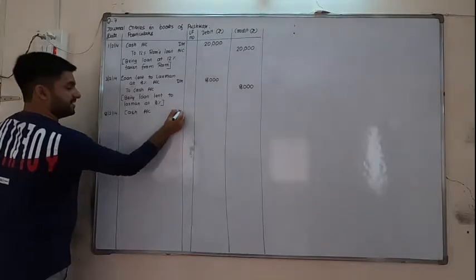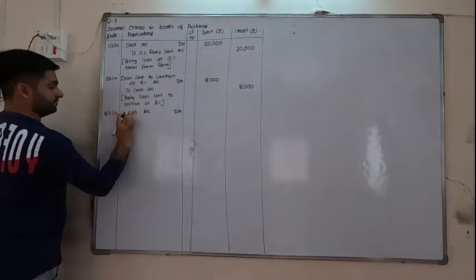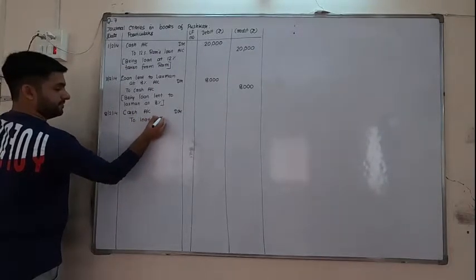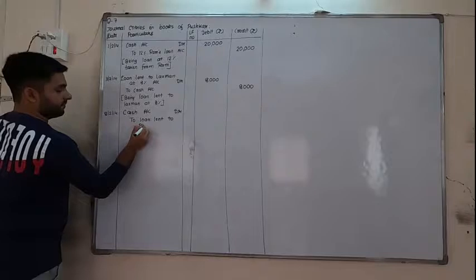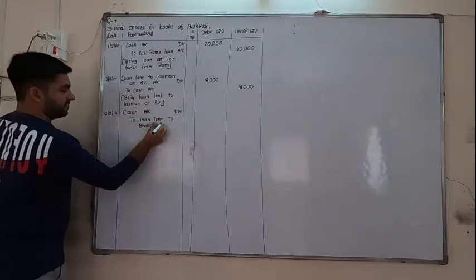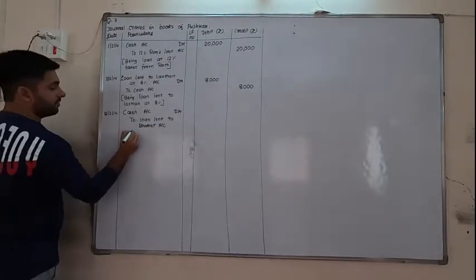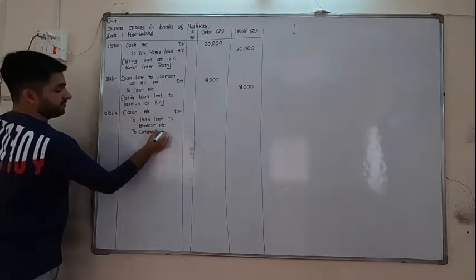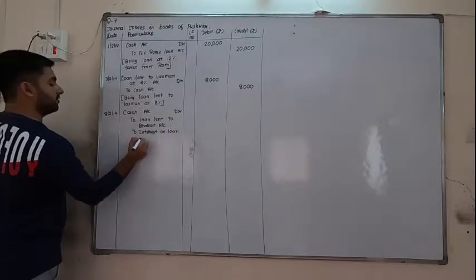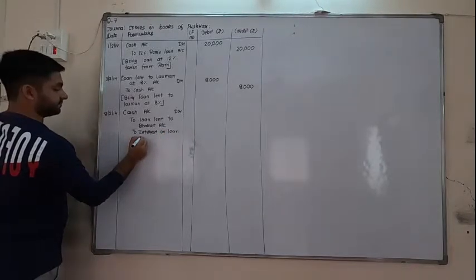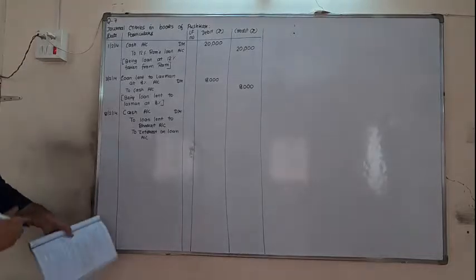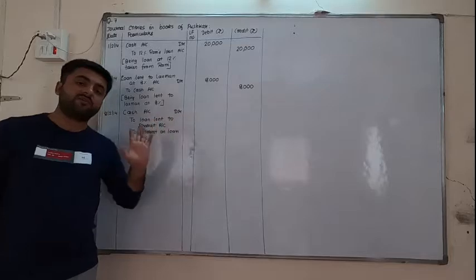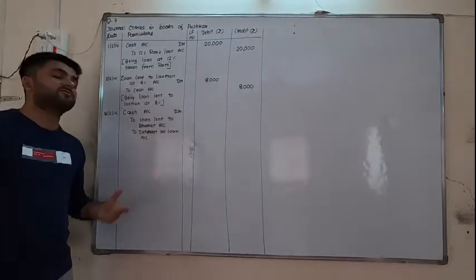So cash account debit to loan lent to. See, again space is not enough, so I am using two lines. It is not a problem. To loan lent to Bharat, to interest on loan account. Okay, whenever it is of loan taken or loan given, always we will write the word interest on loan.